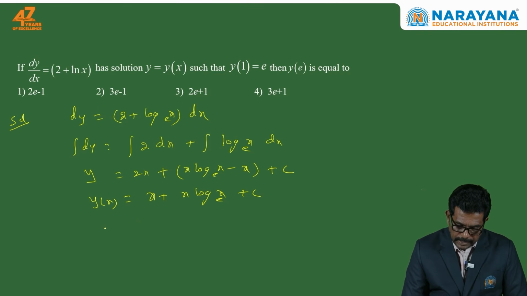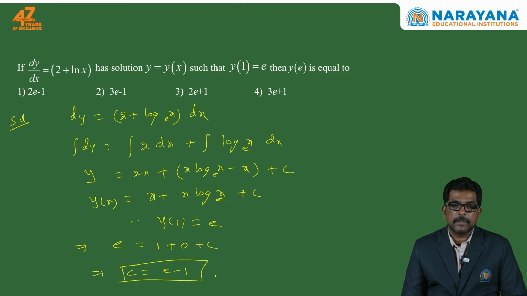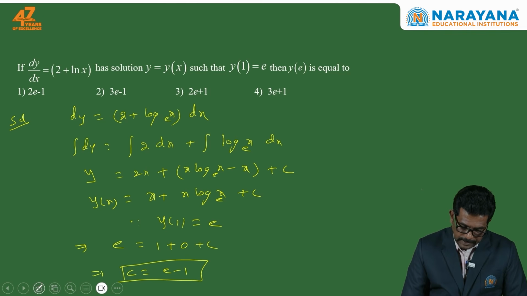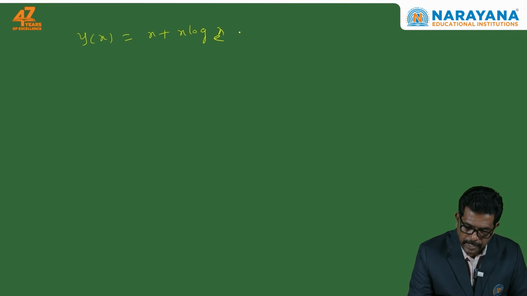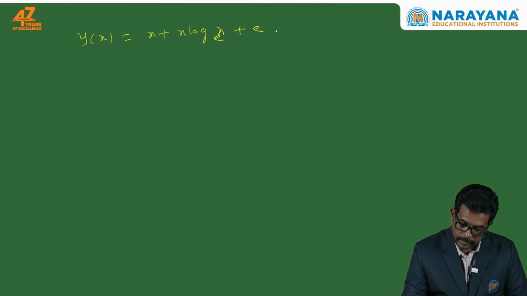So y of x is equal to x plus x log x to the base e plus c. Now they are given that y of 1 is equal to e. By substituting x is equal to 1 in this equation, e is equal to 1 plus 0 plus c. So from this, c is equal to e minus 1. Now the function becomes y of x is equal to x plus x log x to the base e plus c, here e minus 1.